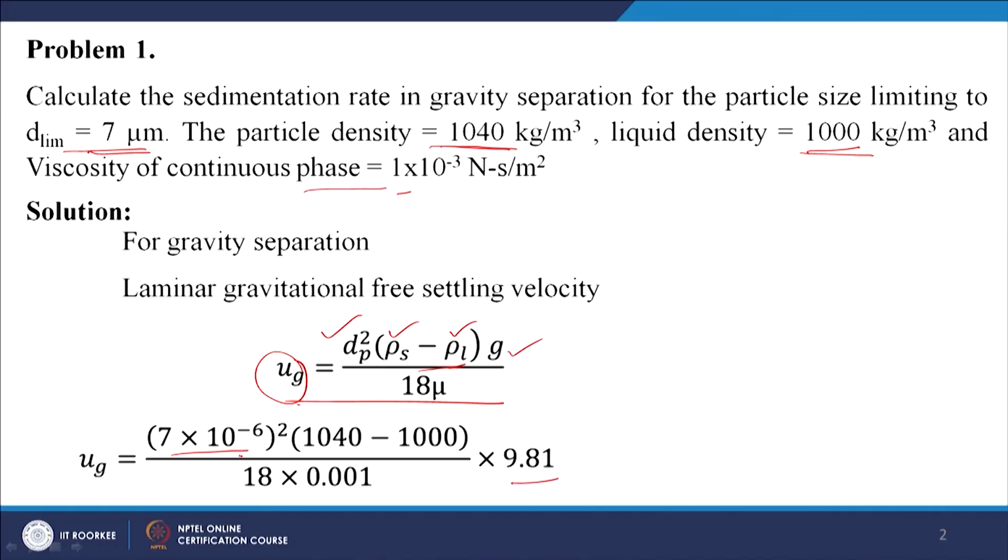per meter square. So, in this case we will get the Ug value as 7 into 10 to the minus 6 squared as dp square, then 1040 minus 1000 into 9.81, divided by 18 into 0.001. So, this is equal to 1.068 into 10 to the minus 6 meter per second. So, this is the terminal settling velocity of the coal particle.